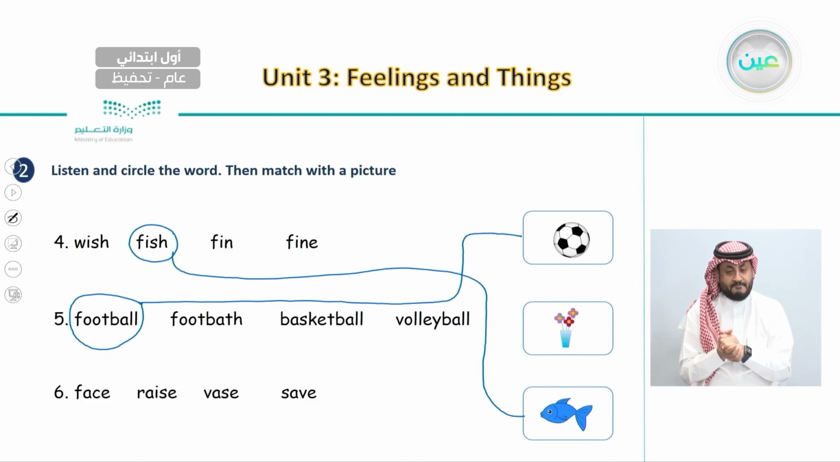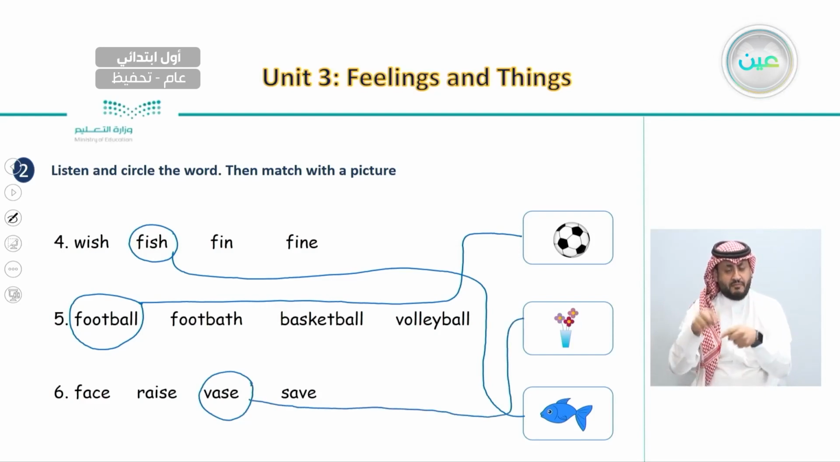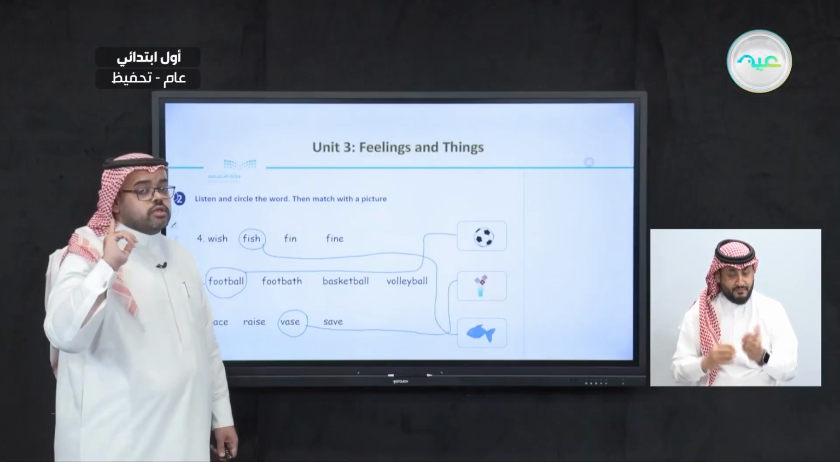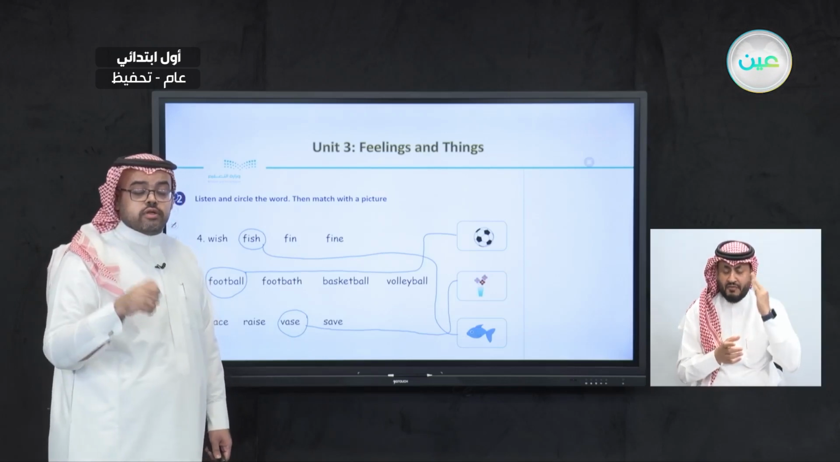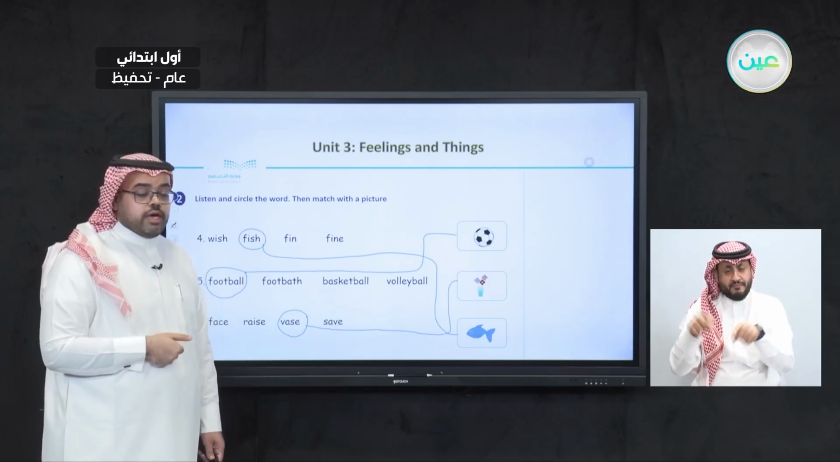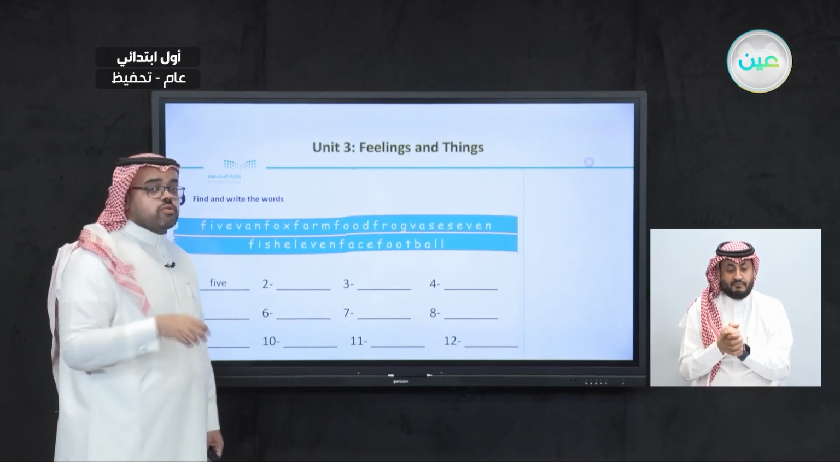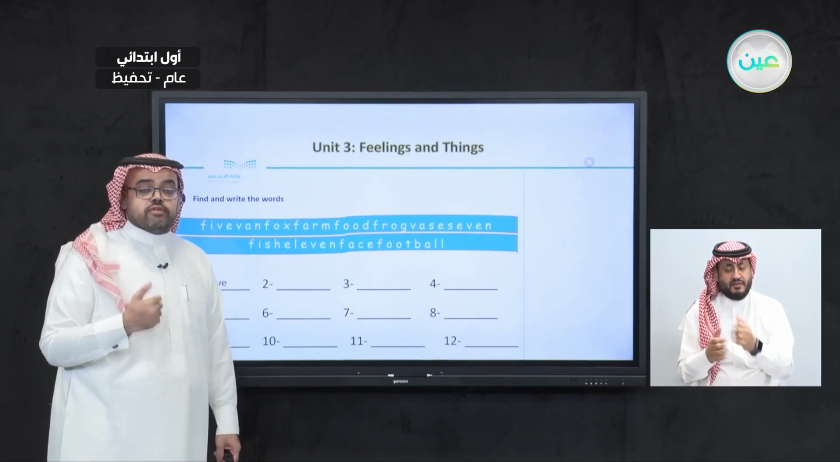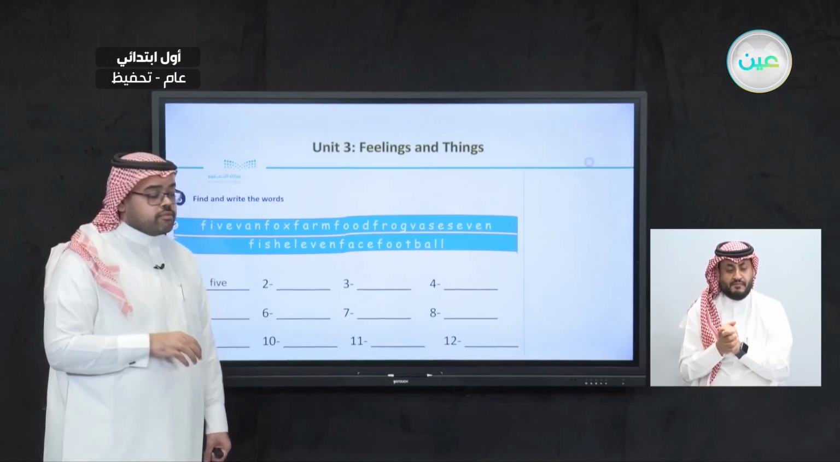Now let's listen to number 6. Number 6 is vase, which is the third one. So here we go, we circle it and we match it with the right picture. So here you go, these are the words that we listened to and circled and then matched.